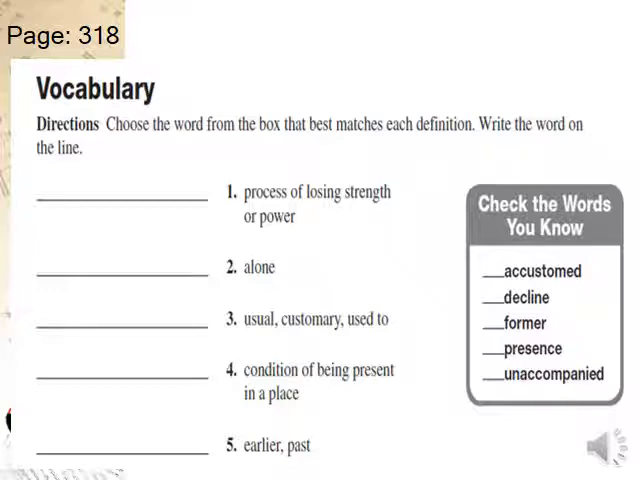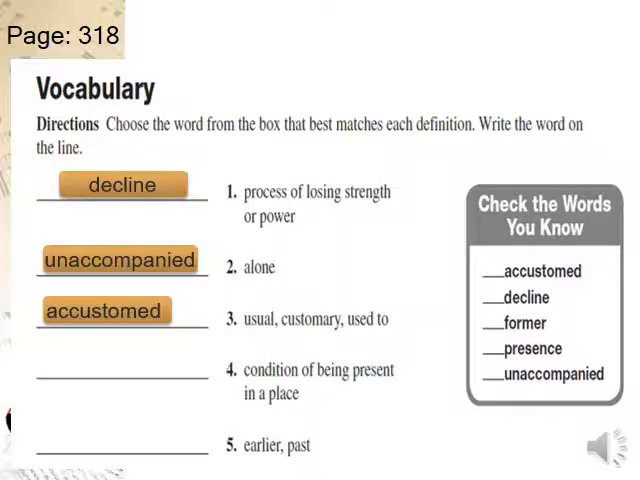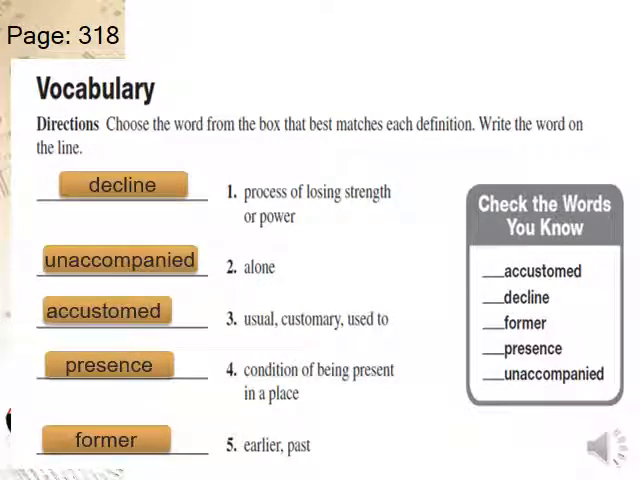So let's look at this. This is page 318 in the Readers and Writers notebook. So let's look at the first one. Process of losing strength or power means to decrease in power or strength, which is decline. And alone means unaccompanied. Usual, customary, or used to. Used to means accustomed. And number 4, condition of being present is the presence. And earlier or past is former.